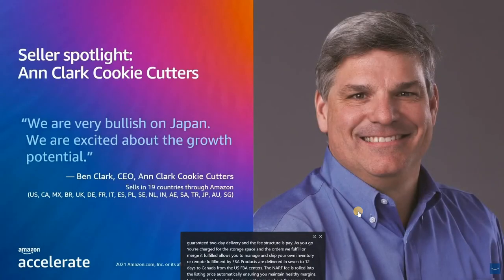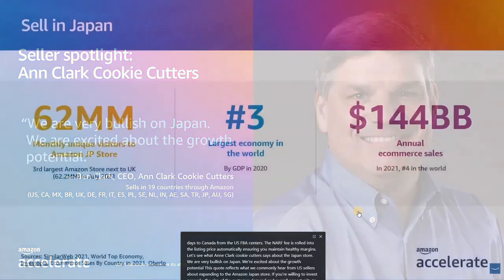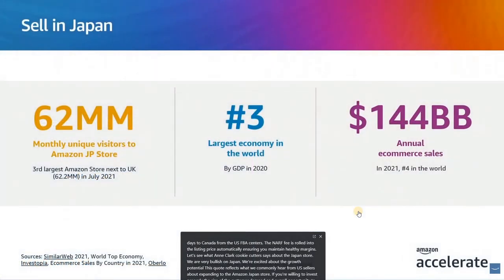Let's see what Ann Clark Cookie Cutters says about the Japan store. We are very bullish on Japan. We're excited about the growth potential. This quote reflects what we commonly hear from US sellers about expanding to the Amazon Japan store. If you're willing to invest properly, the size of the customer demand and overall opportunity to sell into Japan is very large. The monthly unique visitor count to our Japan store is 62 million customers.